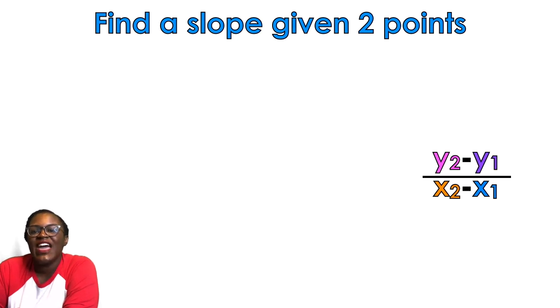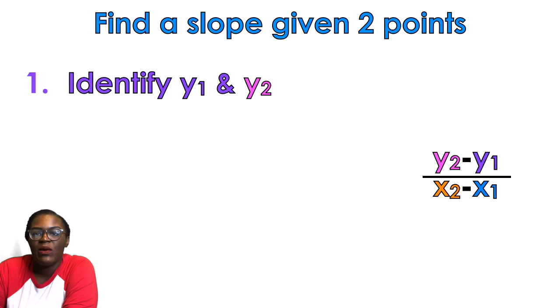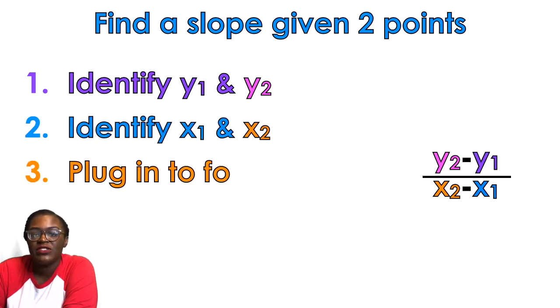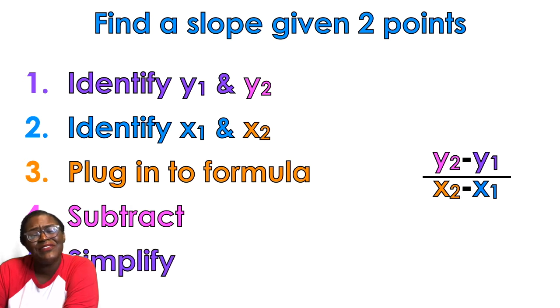Find the slope, given 2 points. Okay, first you're gonna identify y1, y2, x1, x2. You're gonna plug them into the formula, you're gonna subtract, and you're gonna simplify.